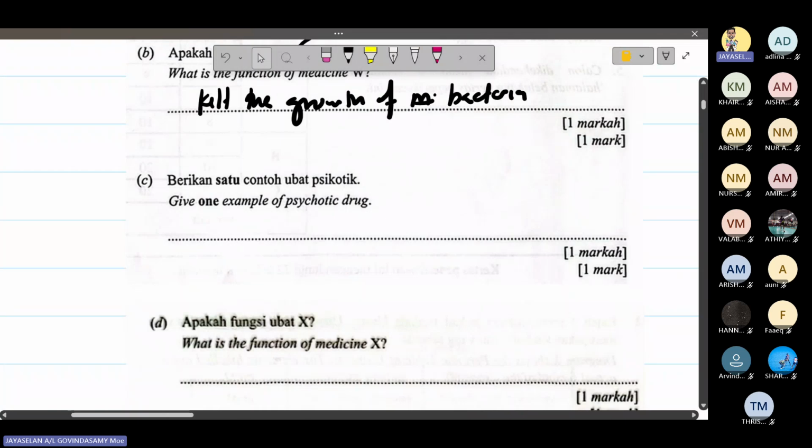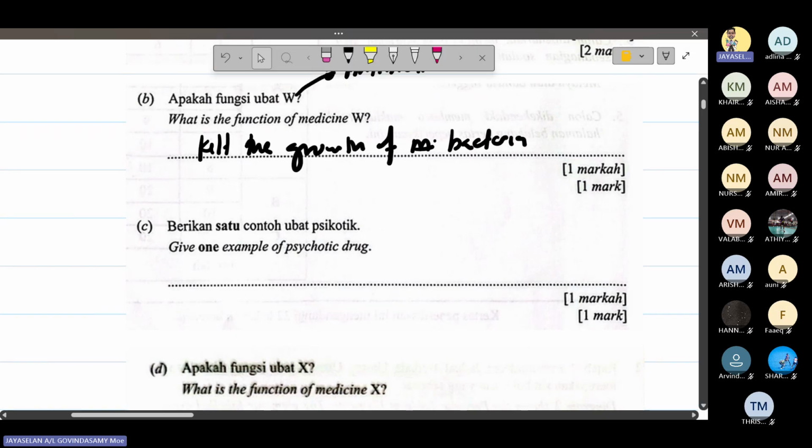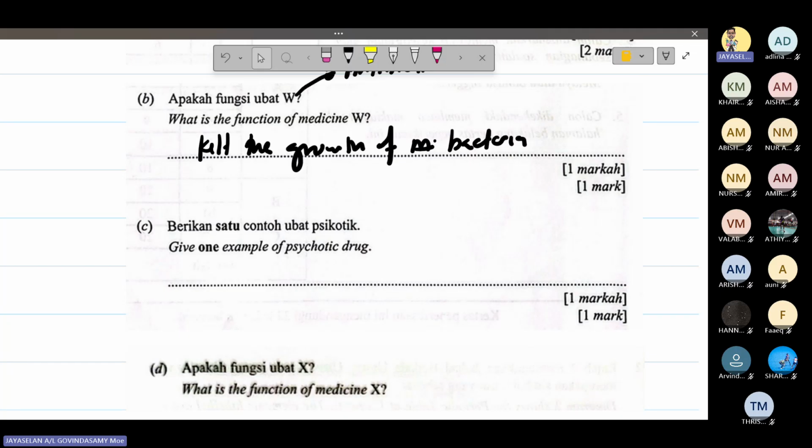Give one example of psychotic drug. Adi and Man, give me one example of psychotic drug. Adi and Man. Yes, sir. I'm eating. Give me one example of psychotic drug. We already learned, you know. Yes, sir.